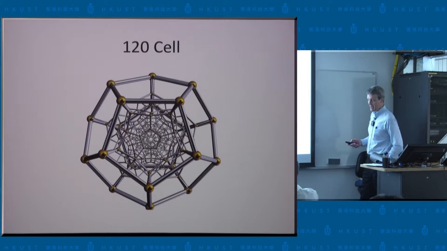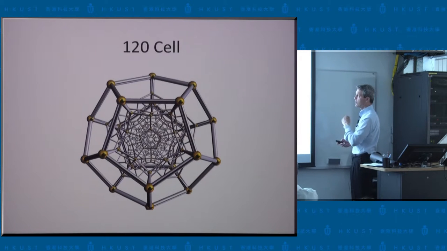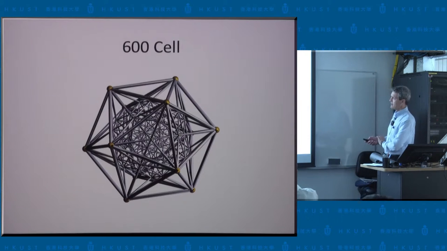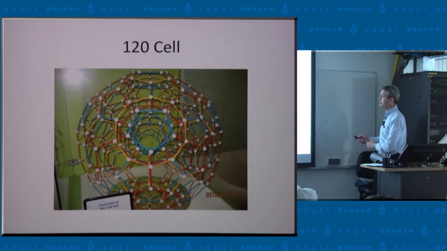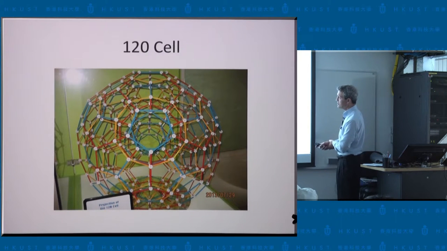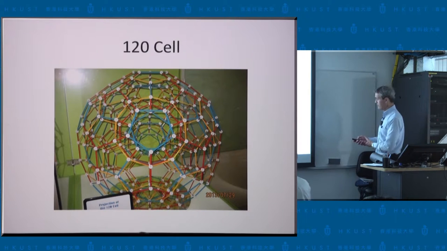And the 120 cell is sort of the analog of the dodecahedron. It has 120 three-dimensional faces, which are regular dodecahedra. And then there's a dual of the 120 cell, which is the 600 cell. It has 600 three-dimensional faces, which are just tetrahedra. Okay, and this is another picture of the 120 cell, which you can actually make for yourself if you want. This is a little kit called Zome Tool, and you can find it online if you Google Zome Tool. The thing I showed you before with a cube inside the dodecahedron was also made with Zome Tool, and you can make all kinds of geometric constructions with it.